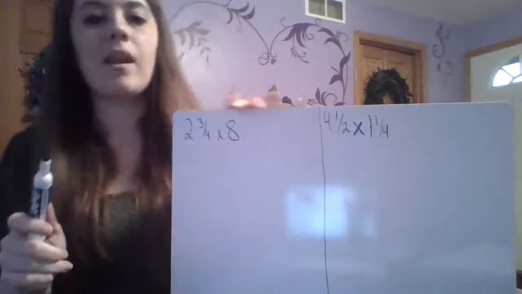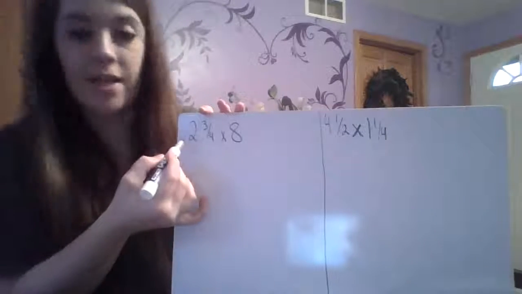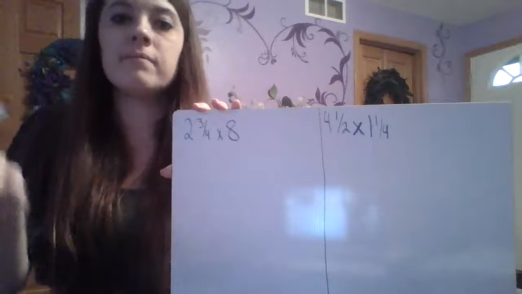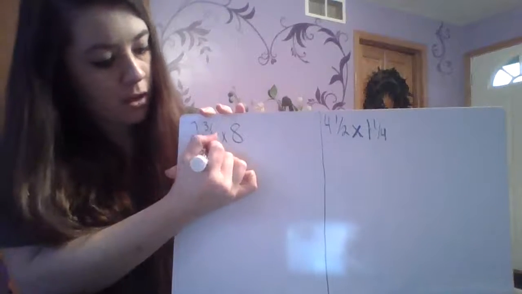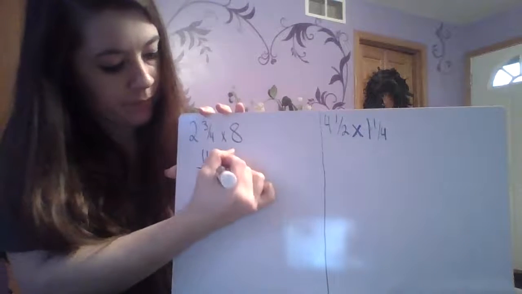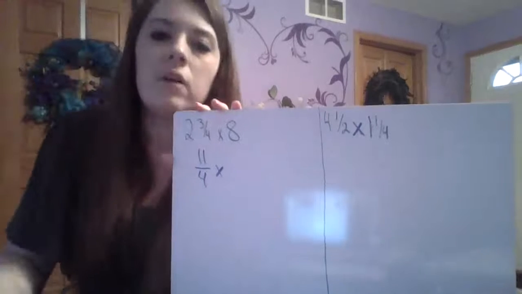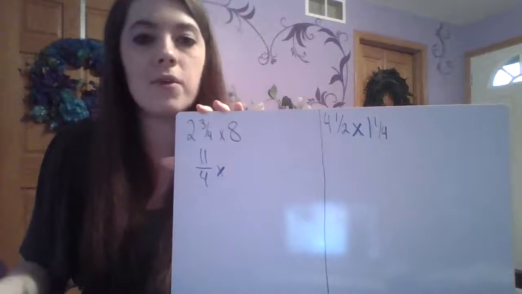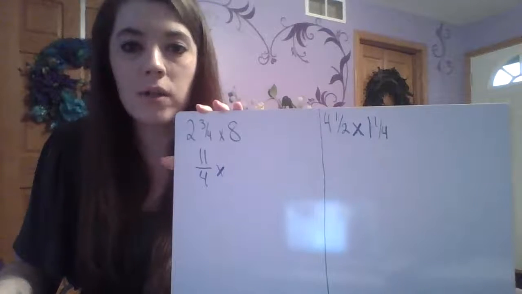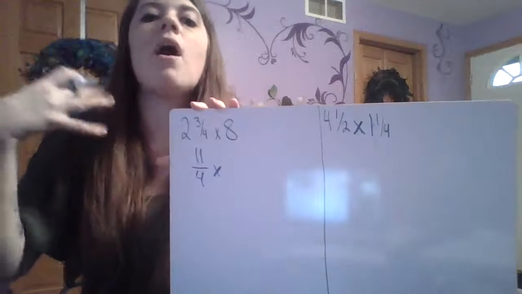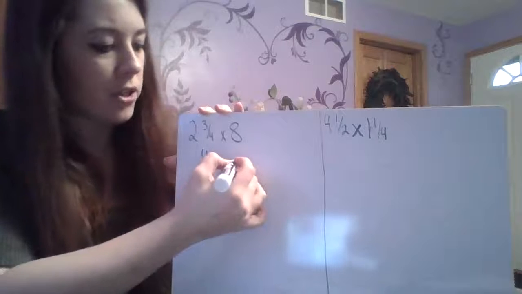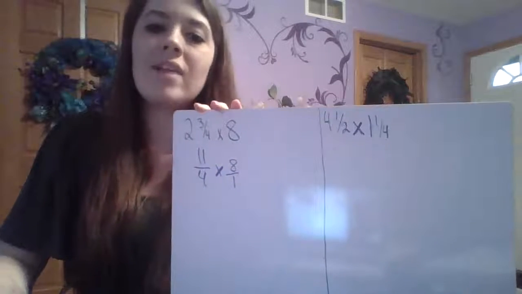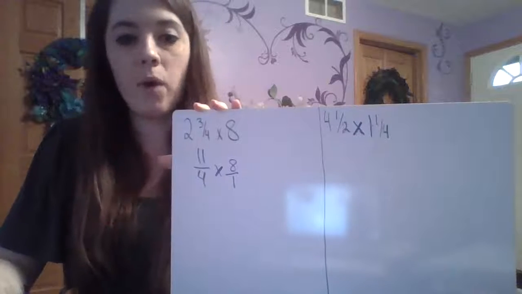Okay? Excellent. All right, so 4 times 2 is 8. 8 plus 3 is 11. So we have 11 over 4 times. Now, we don't want to just leave it as 8. Think back to the last few lessons. Anytime we had a whole number, we put it over 1. We turn it into a fraction because any whole number is always over 1. So we have 11/4 times 8 over 1.